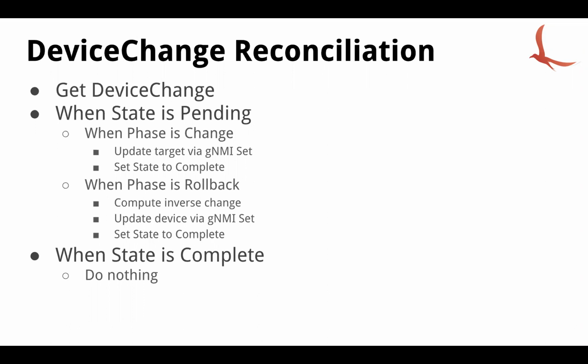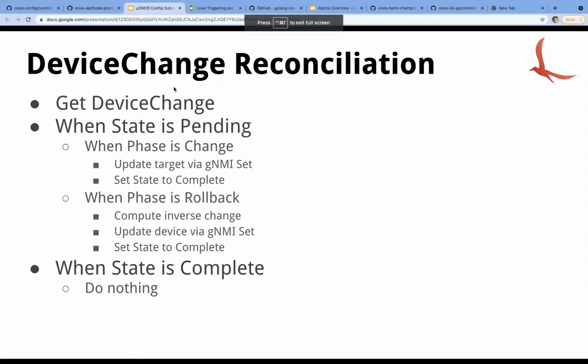And then if it's a rollback, it basically computes the inverse of the change, the change that's in the device change object. And we'll again call GNMI set and then set the state to complete. If the state is complete, it does nothing.